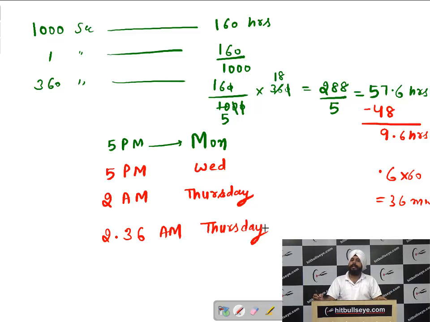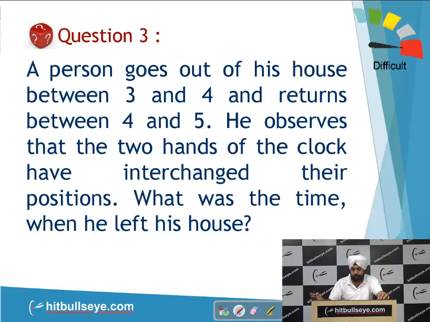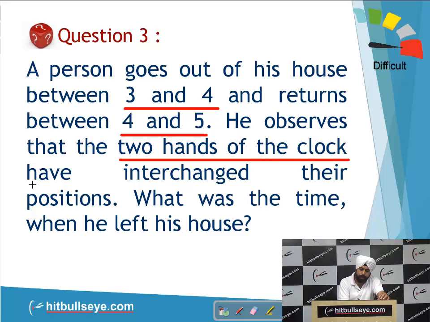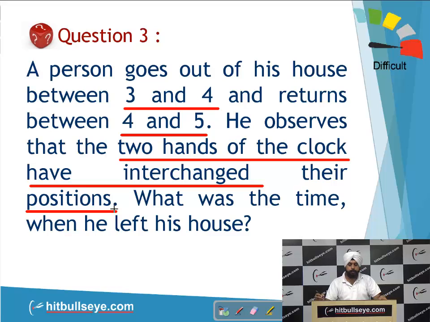Now let's go to the next question, which is a very, very complex question in the context of clocks and calendars. Now the person goes out of his house between 3 and 4, returns between 4 and 5. He just observes that the two hands of the clock have interchanged their positions. And we want to calculate what was the time when he left his house. Now students, there is a shortcut for this. You should learn and apply that.